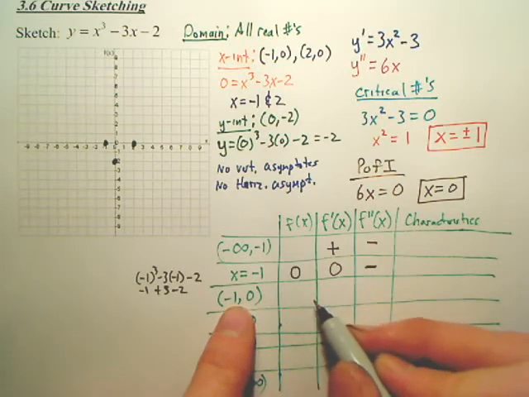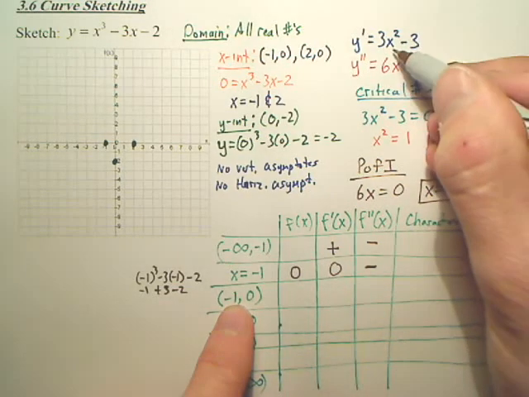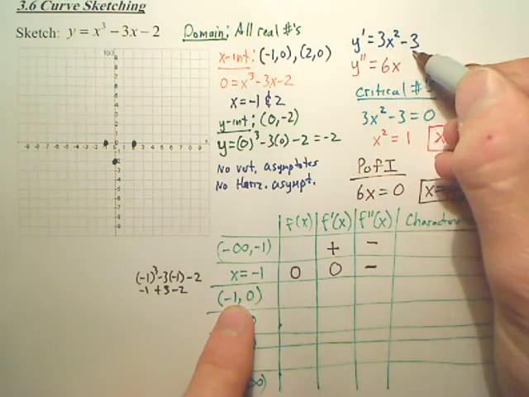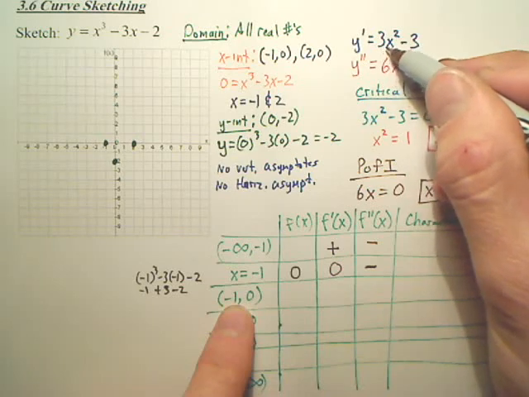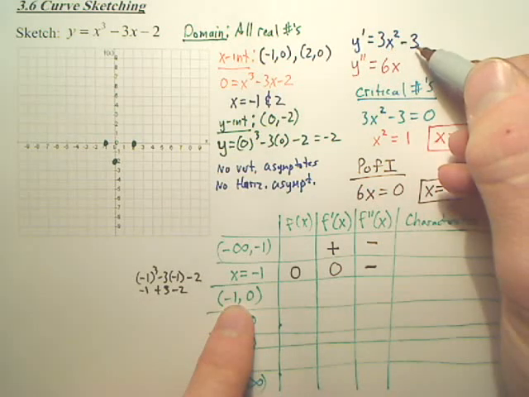When you plug negative 1/2 into the first derivative, wouldn't that become like 1/4? Yeah. Wouldn't that become like 3/4? So won't that be minus? Yeah.